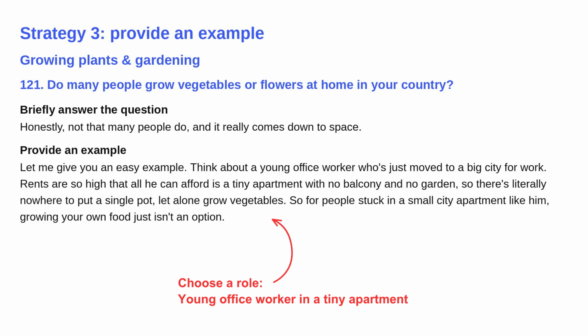Rents are so high that all he can afford is a tiny apartment with no balcony and no garden. So there's literally nowhere to put a single pot, let alone grow vegetables. So for people stuck in a small city apartment like him, growing your own food just isn't an option.